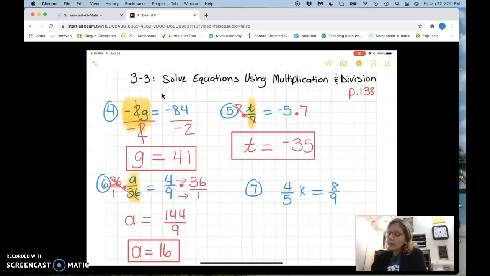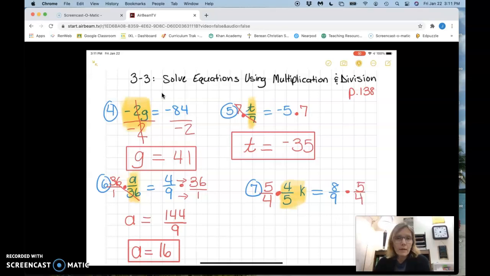Next one. I am going to look at what's happening with the variable. Two things are written next to each other. That means multiply. So I'm going to do the opposite, which is divide. However, it's a fraction. And remember our rules when we're dividing fractions. We keep, change, flip. So in order to divide by 4/5 in this problem, I'm going to actually change the sign to multiply and flip what I am multiplying by. And whatever I do to one side, I have to do to the other.